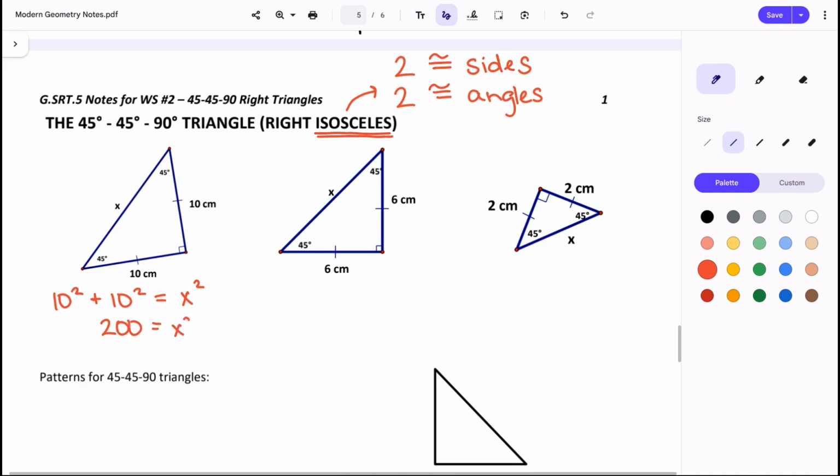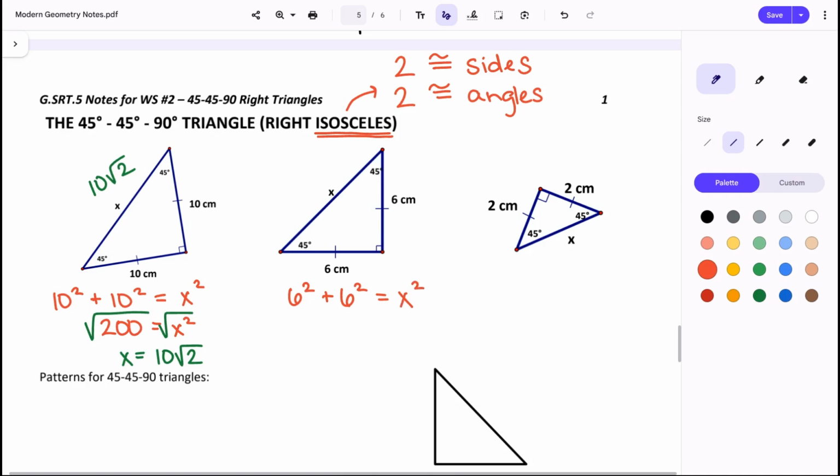And if you simplified the square root here, because it's not going to come out nice, what would you get? You get 10 square root of 2, right? So 10 square root of 2 is our x. That's this side here. Now, if we do the same thing on the second one, you could have set it up the same way, like 6 squared plus 6 squared equals x squared, right?